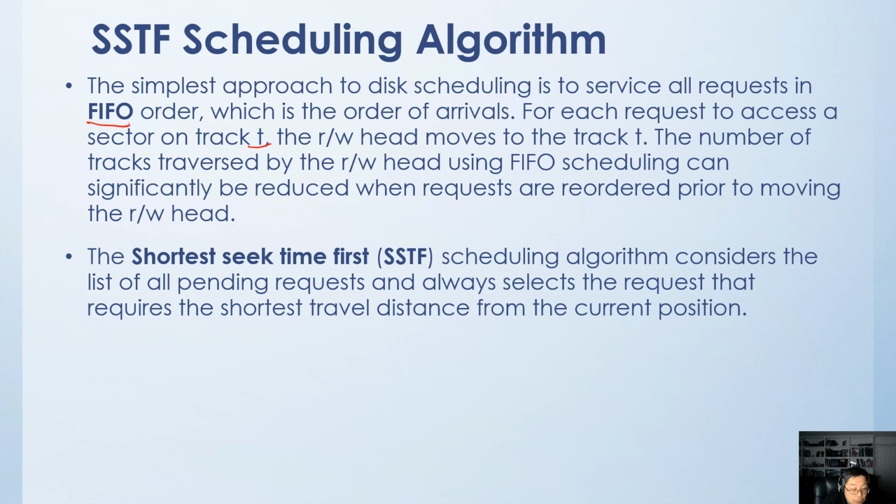Now this leads us to the shortest seek time first. The shortest seek time first scheduling algorithm, sometimes called SSTF, considers the list of all pending requests. So if the read and write head is at the current position, it considers the list of all pending requests and always selects the request that requires the shortest travel distance from the current position. Whatever the position of the read and write head, it always travels to the request that requires the shortest travel distance. That's SSTF. Now let's take a look at an example.